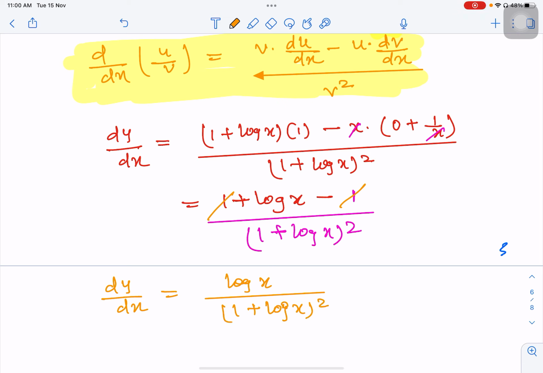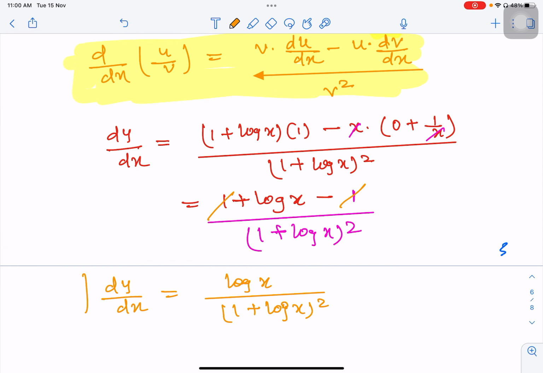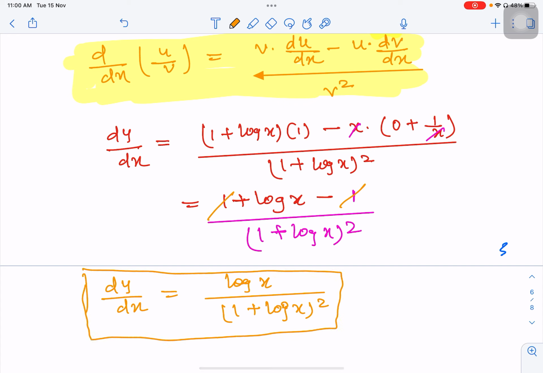Very important sum for 3 marks. There is always a high chance that they will ask you this one. Clear? Did you understand the steps? Very good. Moving on next.